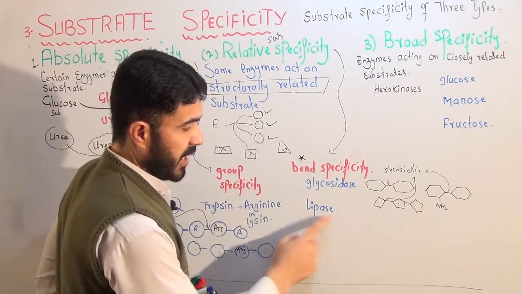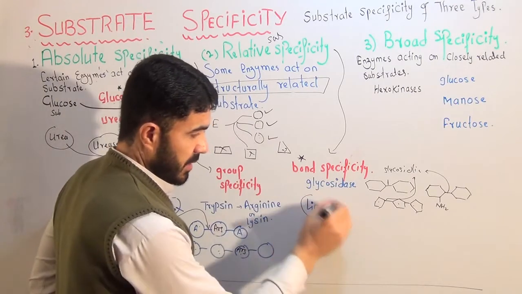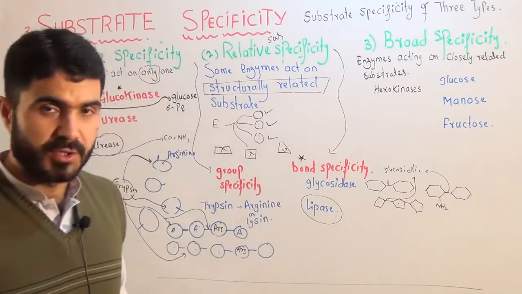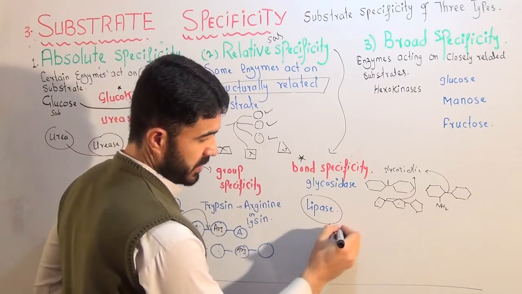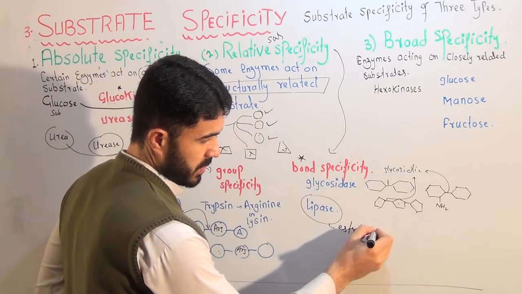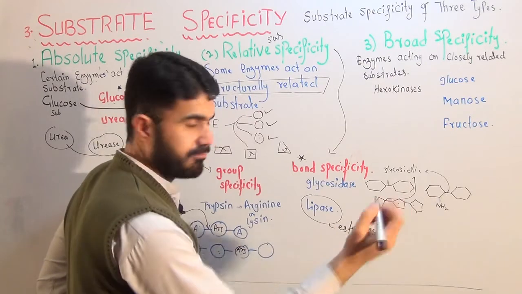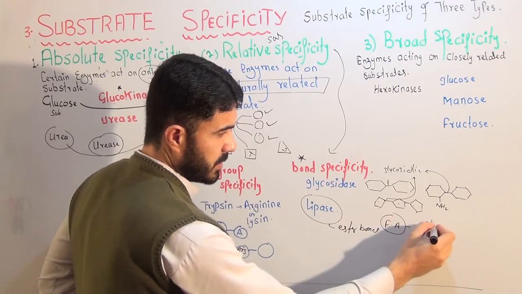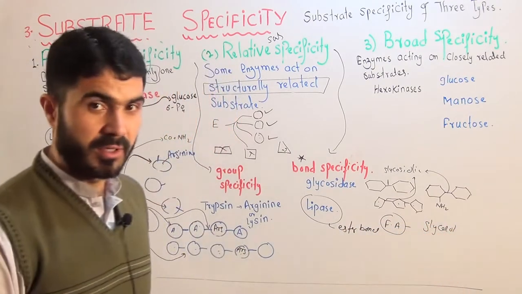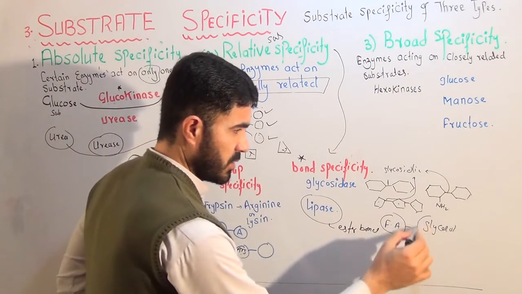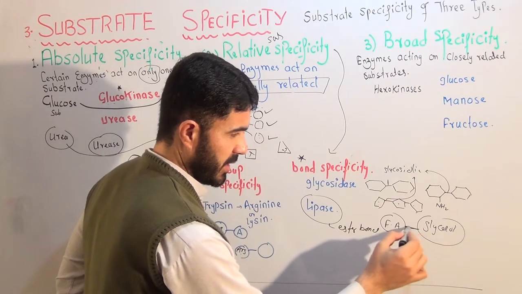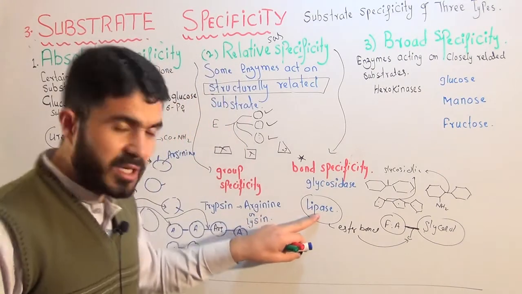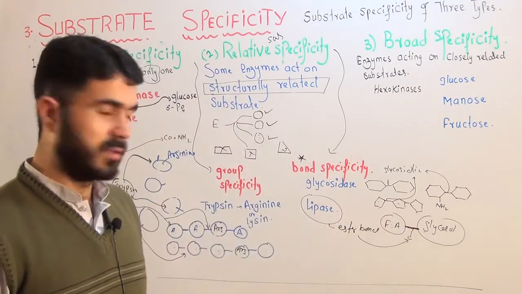Another example is lipase. Lipase is another enzyme. It will act on those substrates which contain an ester bond. Like in lipids. In lipids, we have fatty acid and glycerol. I have my video lecture on lipids as well. Don't worry, you can watch. So glycerol and fatty acid combined together. In between the glycerol and fatty acid, there is a bond called the ester bond. Now lipase will act on any substrate which contains this bond.